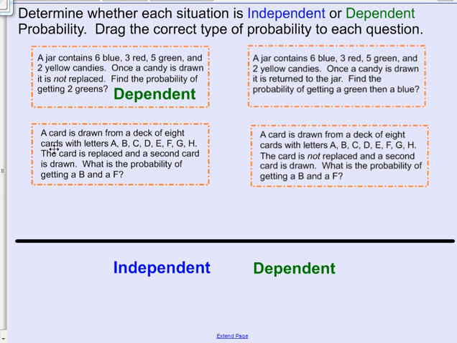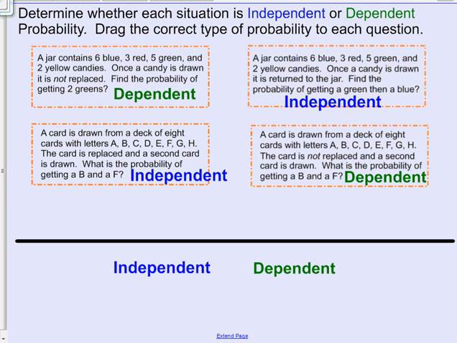A card is drawn from a deck of 8 cards. The card is replaced and a second card is drawn. Find the probability of getting a B and an F. Well, since it is being replaced, it becomes independent. Same thing with this one: the jar contains blah, blah, blah. Once a candy is drawn and is returned to the jar, it is independent. And then you should see that this one says the card is not replaced, so it's dependent.